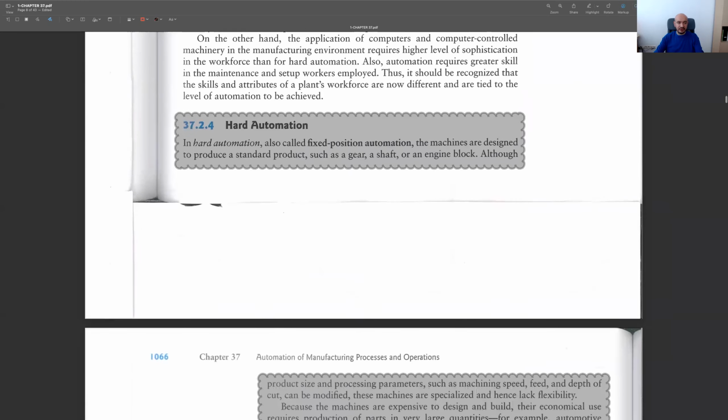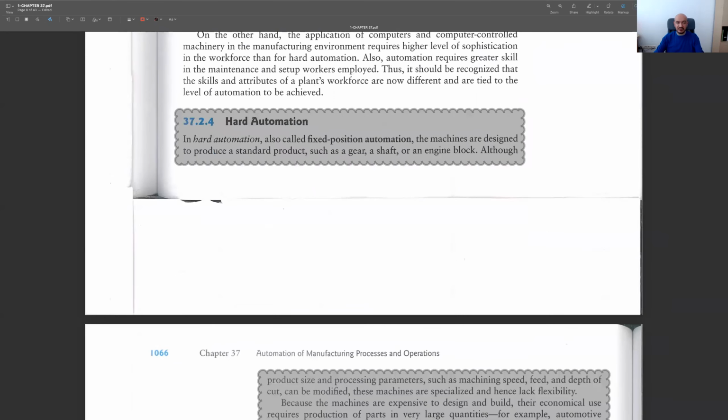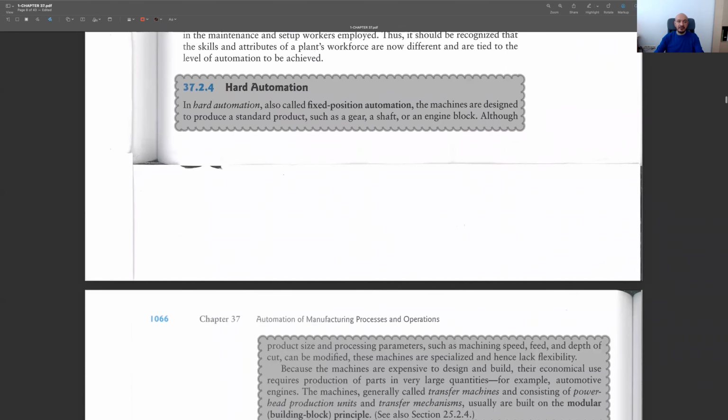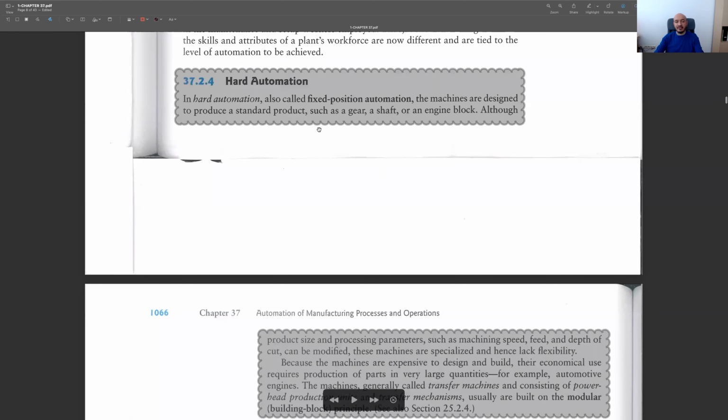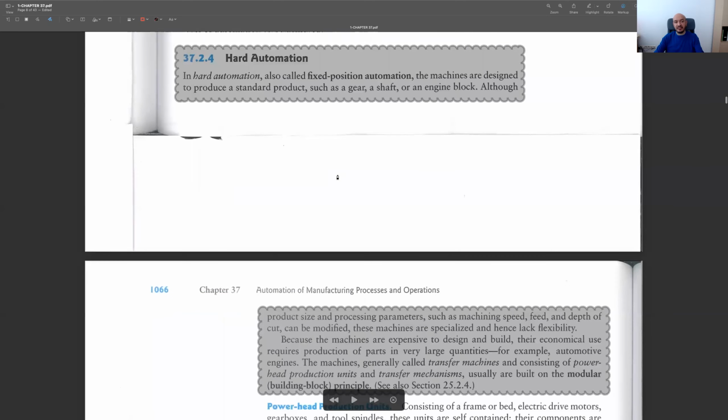Now let's briefly focus on hard automation and soft automation. What are the differences? We also name hard automation sometimes as fixed position automation. In that one, your manufacturing system is automated in a hard manner, which means that you're producing again a single part, but in order to produce a different part, you need to remove some hardware, replace it with new ones, and then change the resulting output.